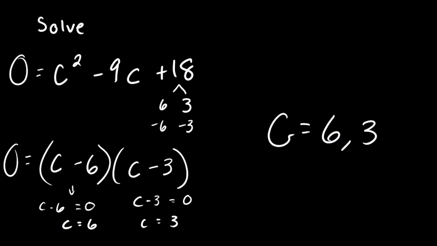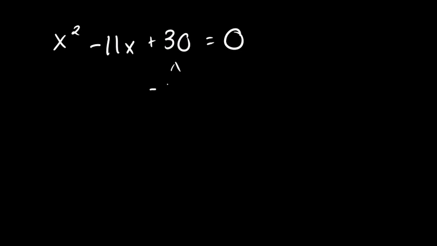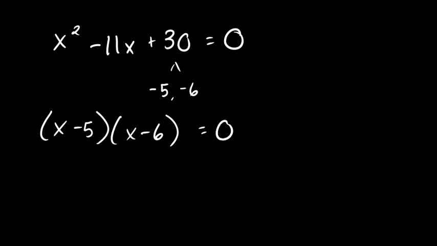Alright, another example where it says factor and solve, or solve by factoring. I have x squared minus 11x plus 30 equals 0. So factors of 30, I automatically am going to negative 5 and negative 6. So that's going to be x minus 5, x minus 6. If that equals 0, just like from intercept form, x equals positive 5, positive 6. So 5 or 6.